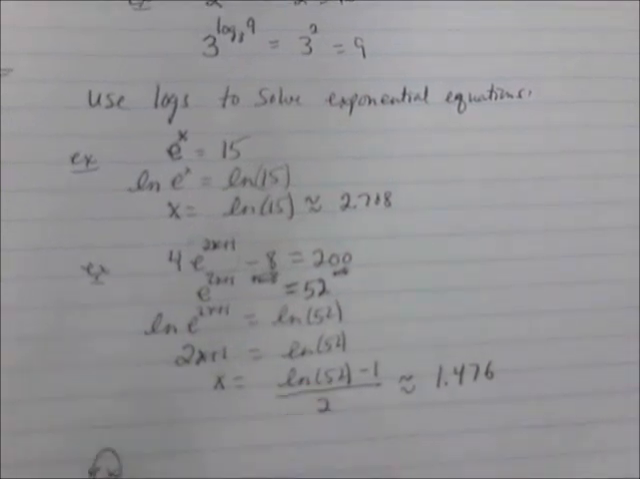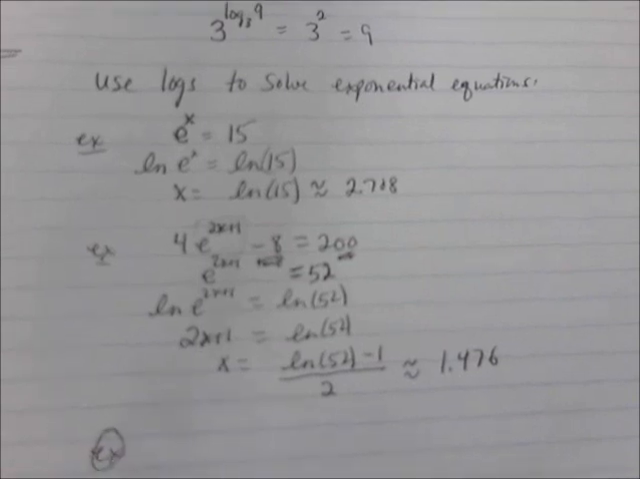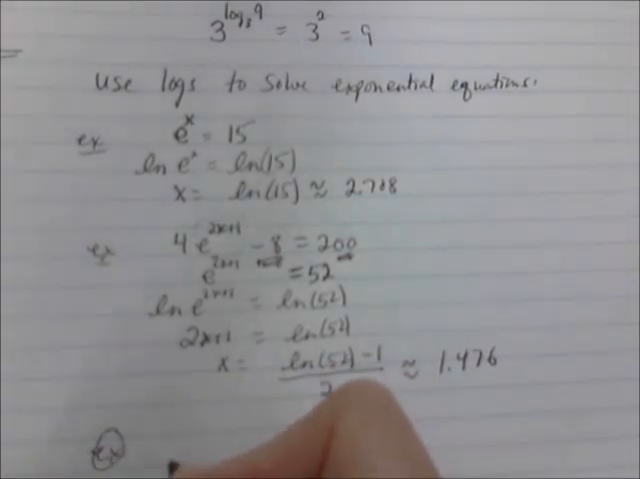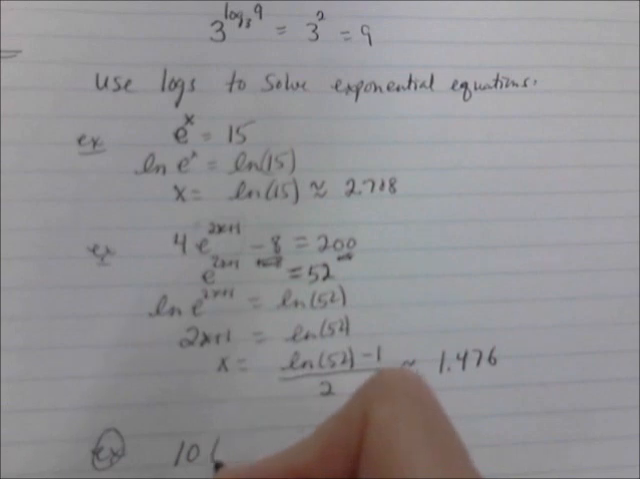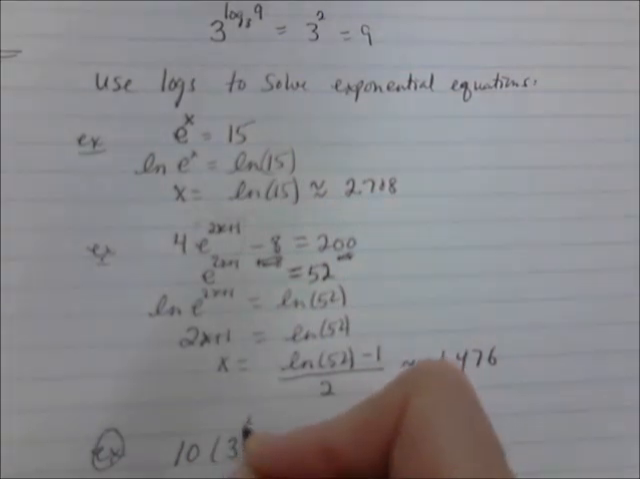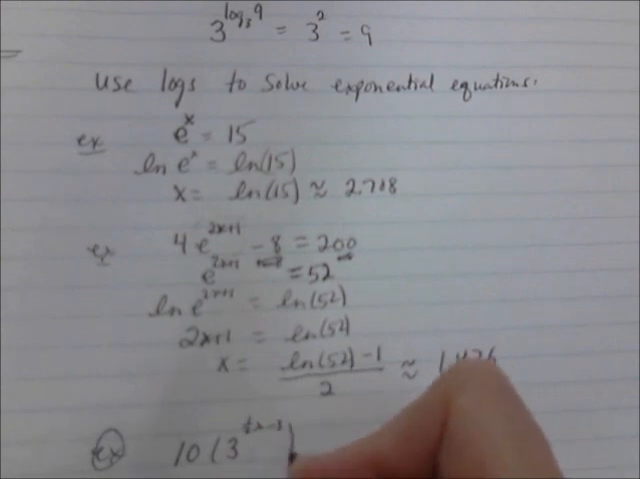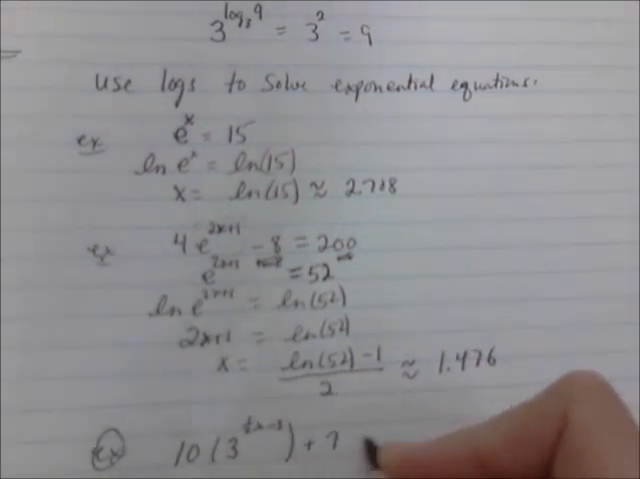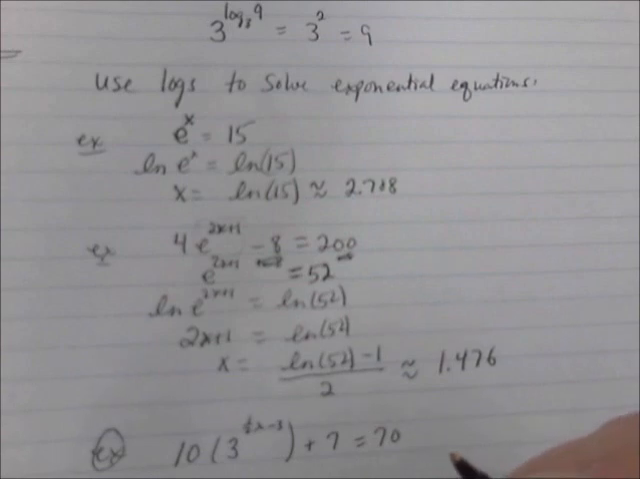All right, here's a third example. We'll do an example that is not base e. We'll do an example that's base 3. So let's say you have 10 times 3 to the half x minus 3, plus 7 is equal to 70.